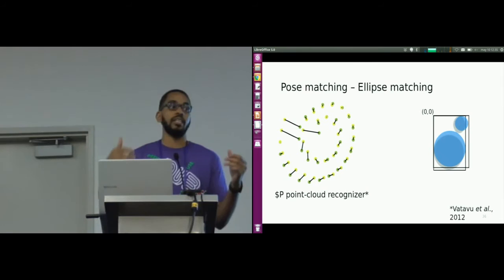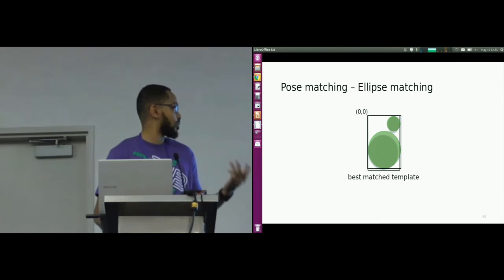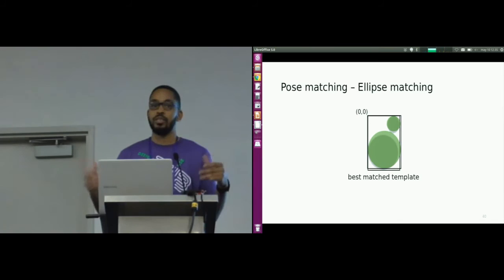There's more detail in the paper about the pose matching process, but essentially what we do is we line up all the templates, and we step through and compare each one until we find which template is the best match. That's the template with the lowest distance score. This template most closely resembles the pose that we just extracted from the touch data.